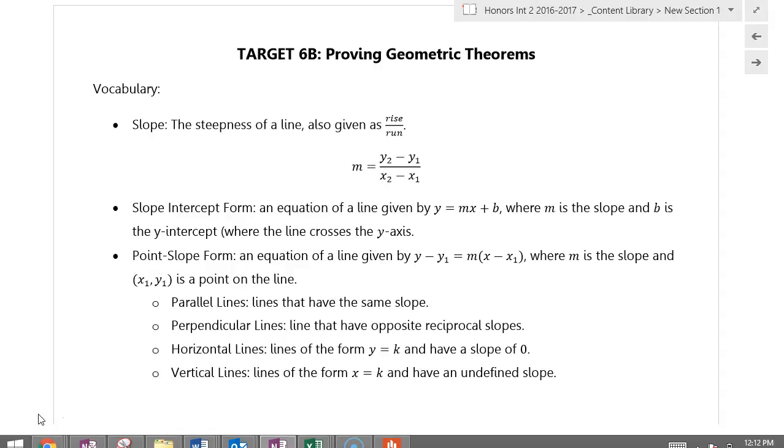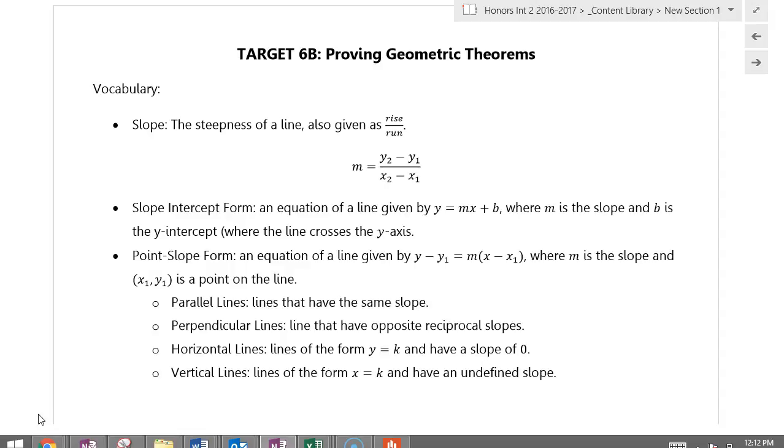Another type of way we have to write a line is called point-slope form. And I think this one might be a little bit new. We'll be looking at this one today. y minus y1 equals m, which is your slope, times x minus x1. So it's called point-slope form because it uses your slope and a point. Mathematicians, we're not very creative with our names.